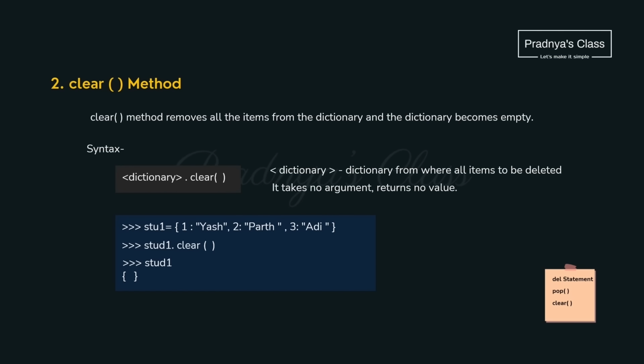As we have used the len function on all the data types, clear also we have used earlier. The clear method is associated with list too. The usage of the clear method is the same as when we apply it on a list. Here also it will delete all the elements of the dictionary. The dictionary will be empty then.